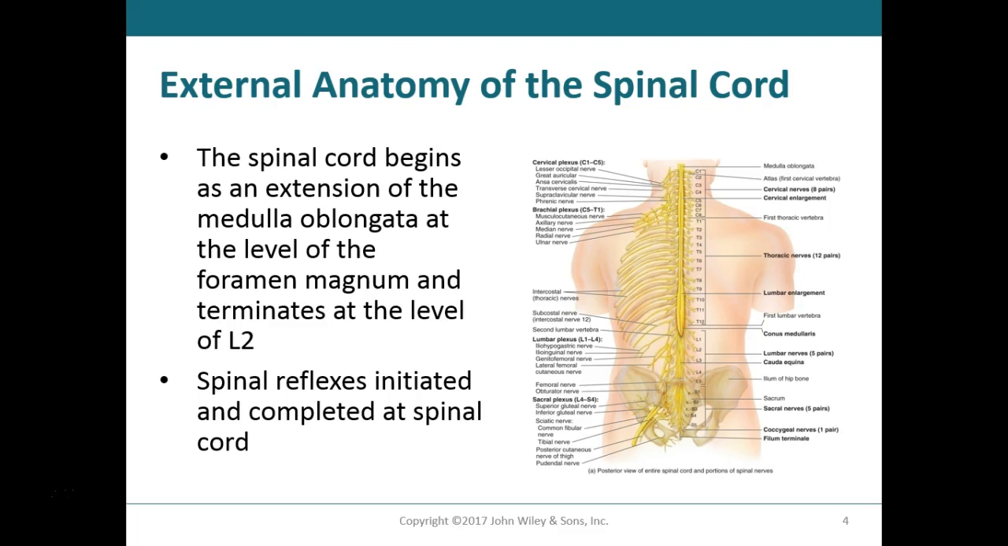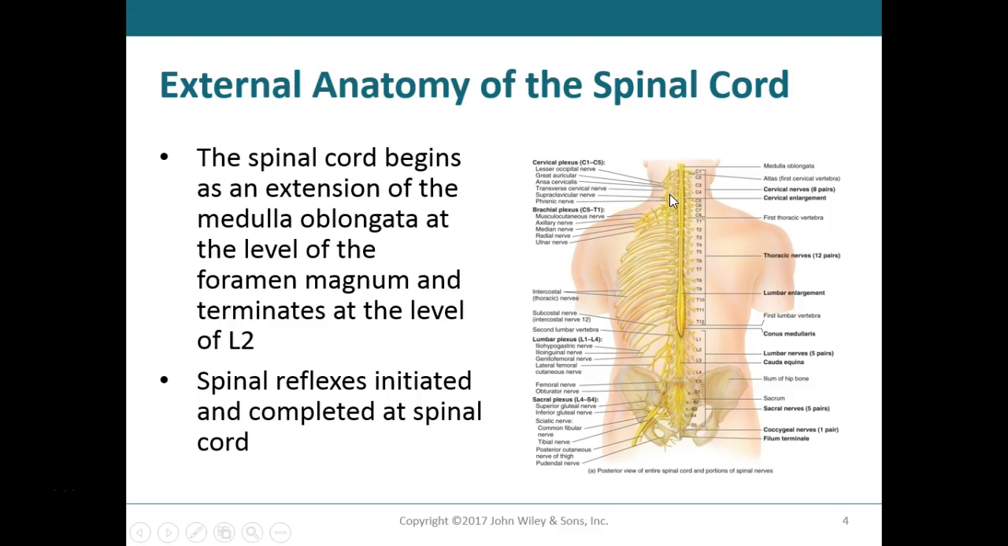When we begin talking about spinal reflexes, we'll see that they are initiated and completed through the spinal cord. Remember, we mentioned this a while ago when we talked about how that reflexive action allows you to drop that hot pan before your brain realizes that. Also in this image, you can see the spinal nerves extending out to and from the spinal cord, and you can see areas where you have an interweaving of all of these spinal nerves.